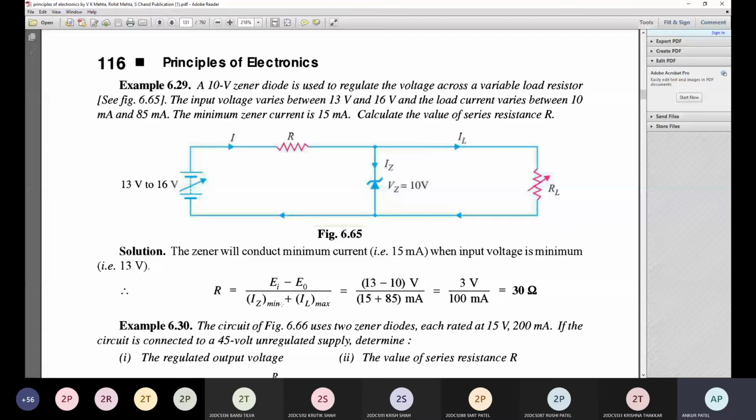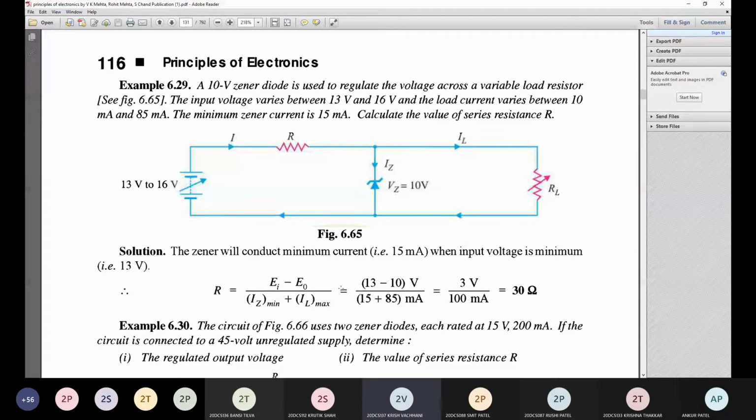So what did you consider for IL? Have you considered this 10 milliampere? Yes, sir. Okay, so that's why you got 120. For this, you should consider 85 milliampere maximum. Then you'll get the 30 ohm resistor, that is your series resistance. So the Zener will conduct minimum current, so for that you need to consider IZ minimum, whereas IL maximum.